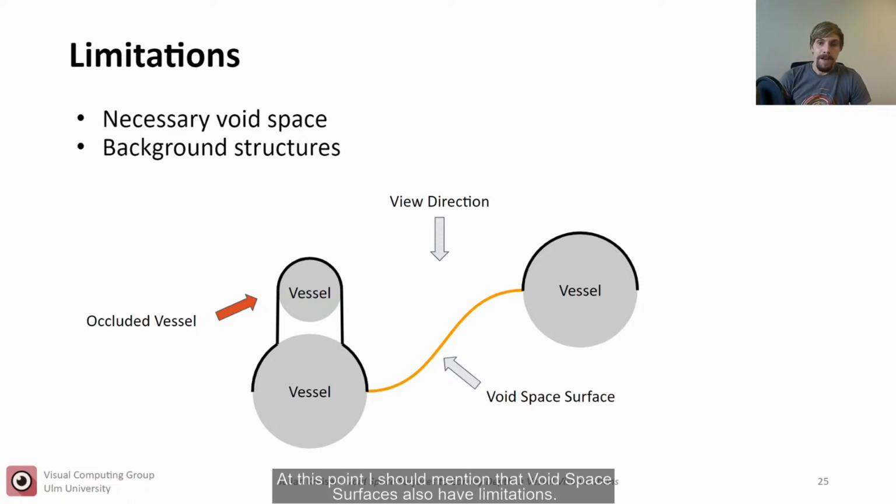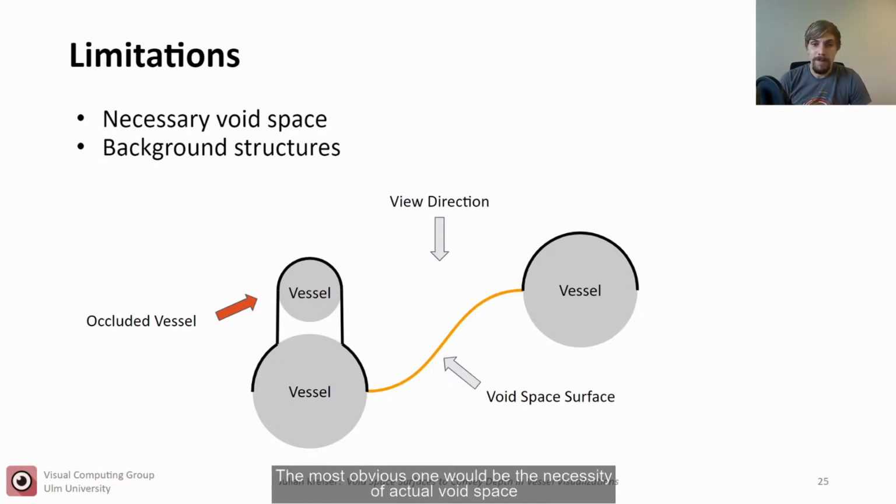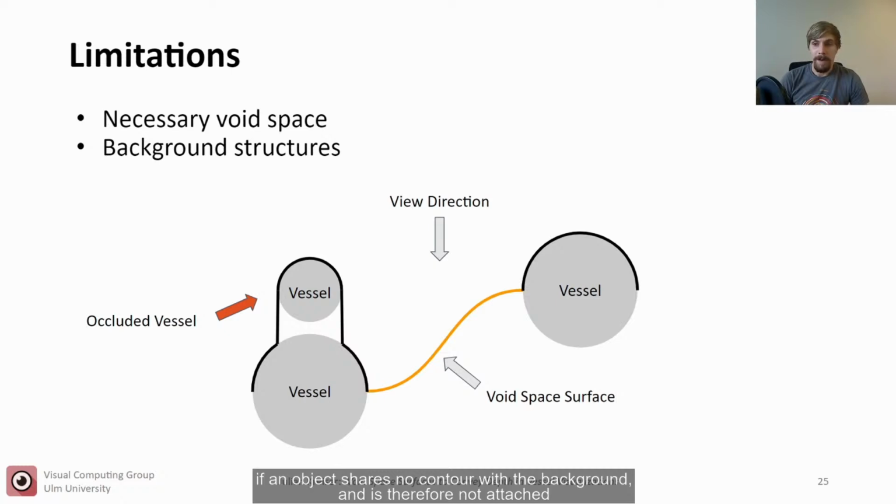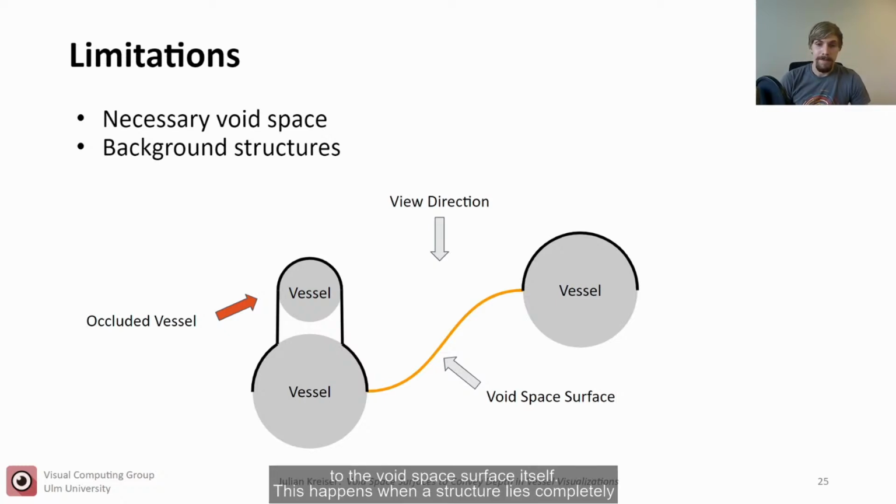At this point, I should mention that void space surfaces also have limitations. The most obvious one would be the necessity of actual void space between the geometry of interest. However, vascular structures usually provide such gaps quite nicely, especially with increasing scanner resolution, but it still has to be considered. The other limitation we could identify is if an object shares no contour with the background and is therefore not attached to the void space surface itself.